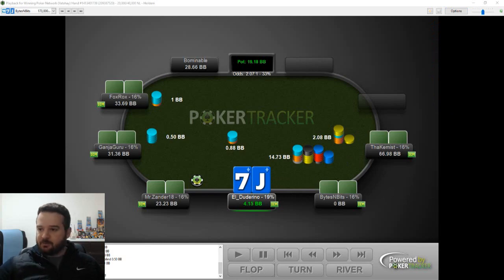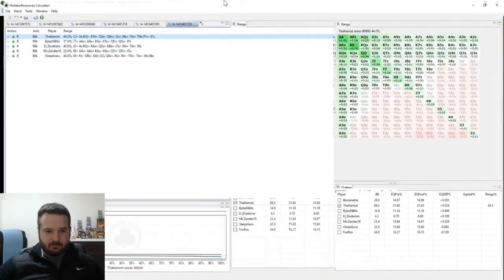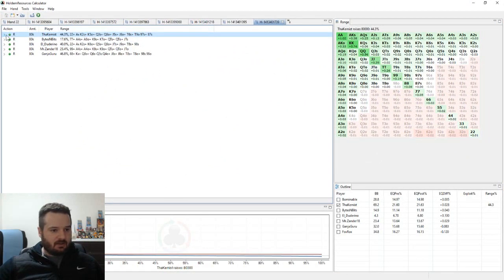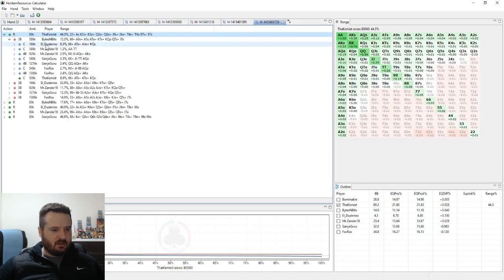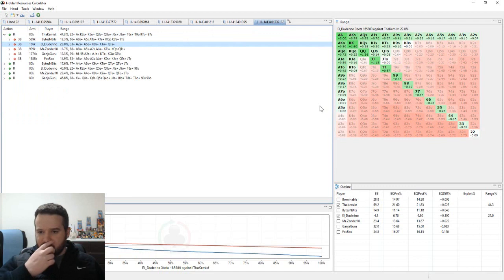So hopefully you guys got all your ranges worked out that you're willing to look at. And first thing we are going to look at, when he opens and it gets to us, is what our get-it-in range looks like. And you can see that we're actually playing pretty tight even on a really short stack. This is actually tighter than I imagined we would play.